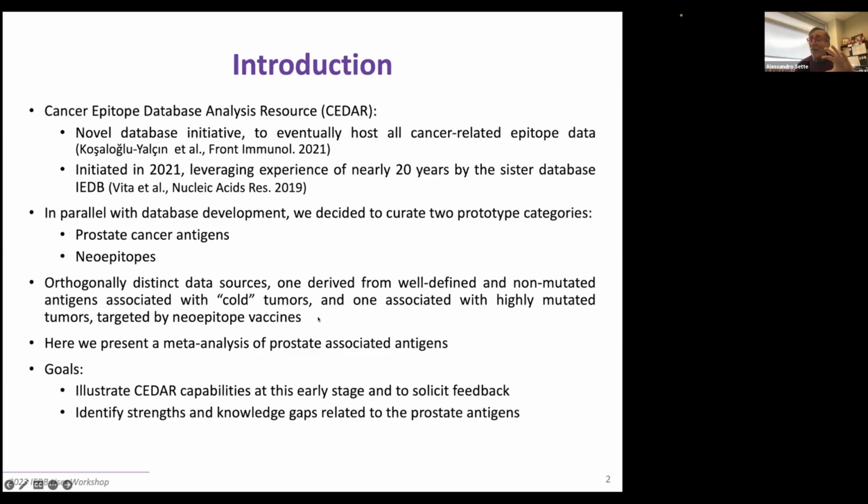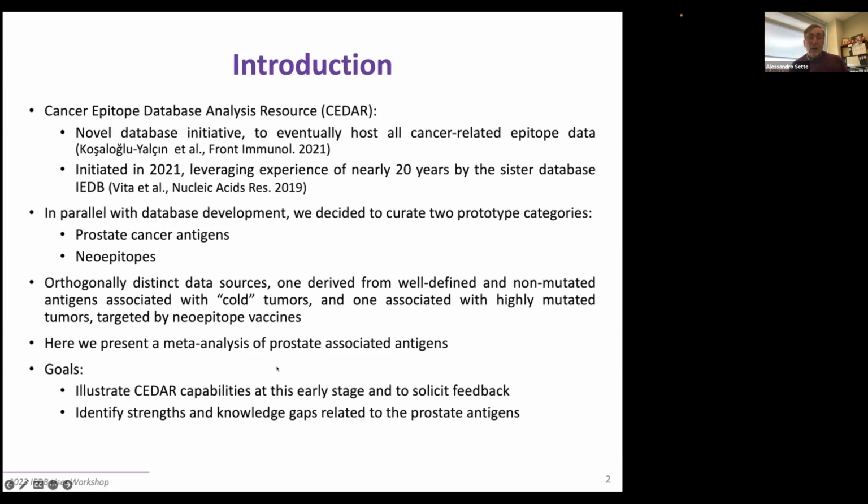distinct data source in the sense that the prostate antigens are typically cold tumors. They don't have a lot of mutations. And these are well-defined cancer antigens, which resemble regular antigens. So it's a protein. And so we wanted to look at this data in parallel with the meta-analysis developed instead for the neoepitope mutated antigens.